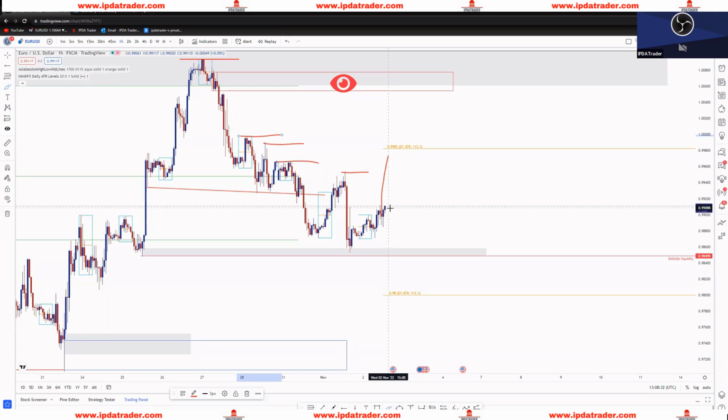Obviously, if price initially with FOMC does the opposite and moves down, then we'll have to look for the opposite. I'll have to look for sell side liquidity being cleared, whether it is below this low or this low. And I'm going to be looking for rejections to take the opposite direction. That's all that I'm going to do for Euro USD today.